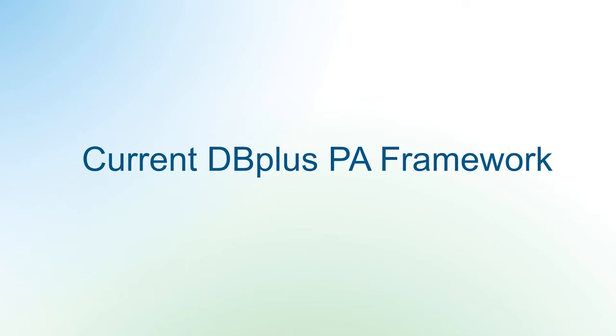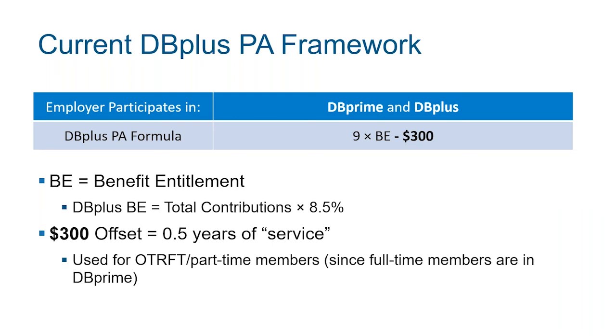Let's look more closely at the current DB Plus PA framework. As mentioned, we will not be making any changes to the DB Prime PA formula, and the remainder of the presentation will focus on DB Plus. The first part of the DB Plus PA formula is the same, 9 times the benefit entitlement. From that, you subtract the PA offset. If the employer participates in both DB Plus and DB Prime, the DB Plus PA offset is $300.